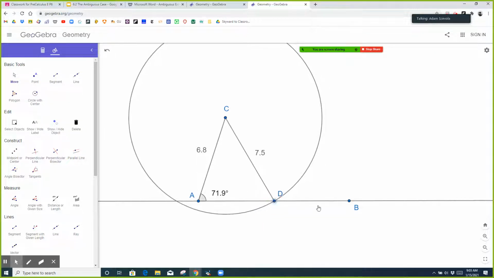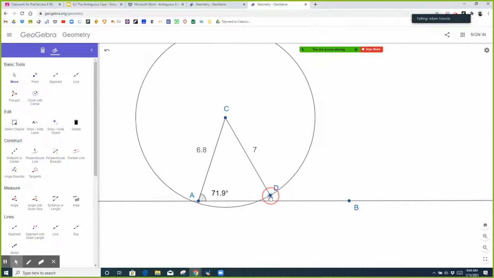All right, so if you're given SSA and the opposite side of the given angle is more than the adjacent side, then there's definitely going to be one triangle. And then you would solve this triangle by doing the law of sines. All right. The only time it's going to really be ambiguous is when the side opposite the given angle is less than the side adjacent.